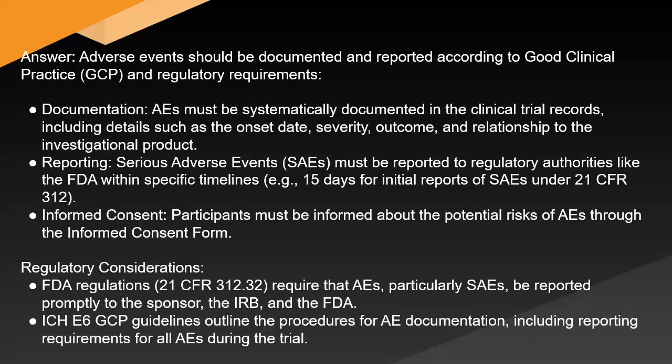Answer: adverse events should be documented and reported according to good clinical practice, GCP, and regulatory requirements. Documentation: AEs must be systematically documented in the clinical trial records, including details such as the onset date, severity, outcome, and relationship to the investigational product. Reporting: serious adverse events (SAEs) must be reported to regulatory authorities like the FDA within specific timelines, e.g., 15 days for initial reports of SAEs under 21 CFR 312. Informed consent: participants must be informed about the potential risks of AEs through the informed consent form.